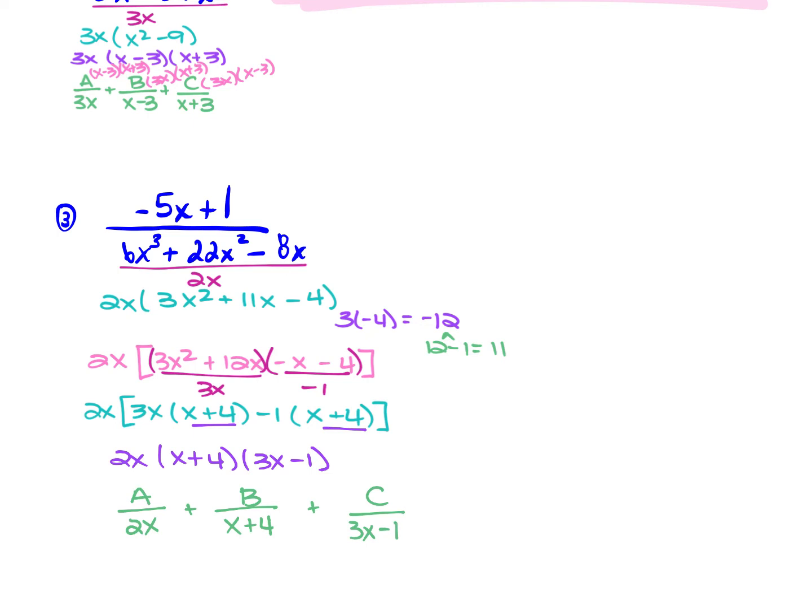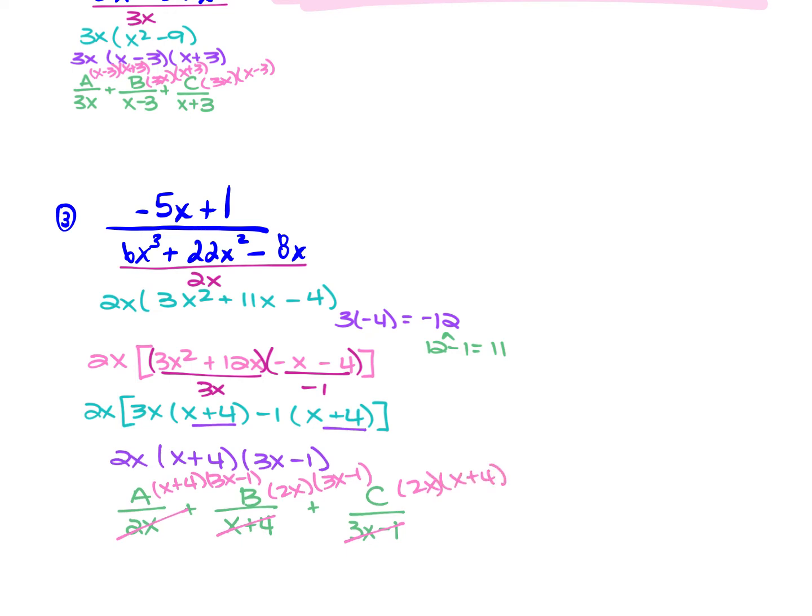What does the a over 2x have that's not in your least common denominator? Thank you. So that gets multiplied by x plus 4 times 3x minus 1. What does the b get multiplied by? What does c get multiplied by? Good.